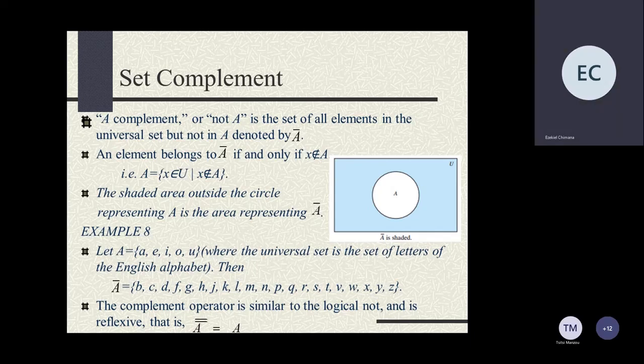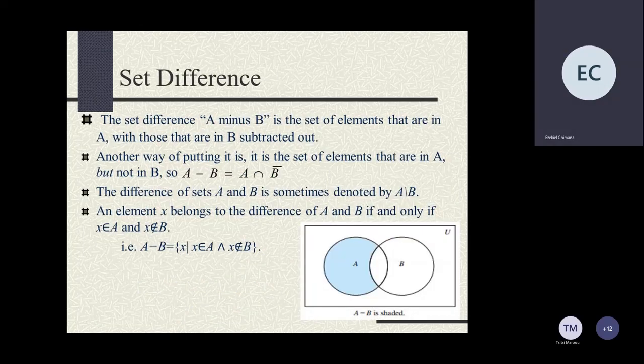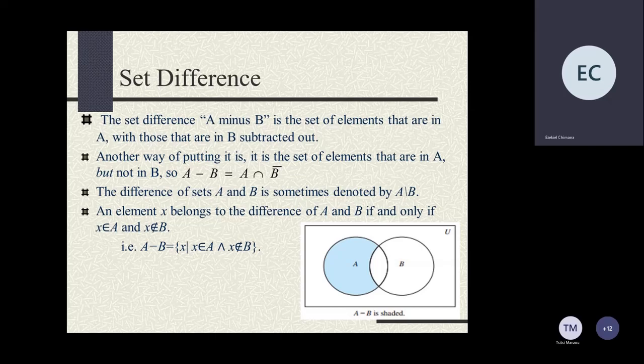Then let's go to the set difference. A minus B is the set of elements that are in A with those that are in B subtracted out. If we say A minus B, we want the elements in A but not in B, which means we are excluding the elements in B and their intersection.